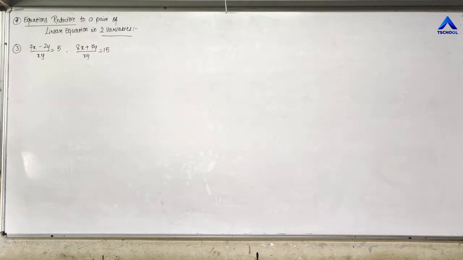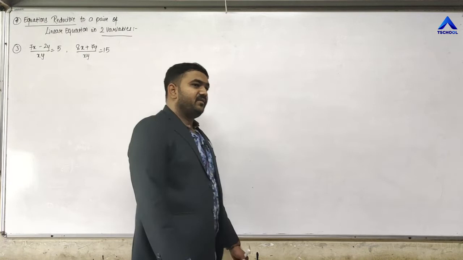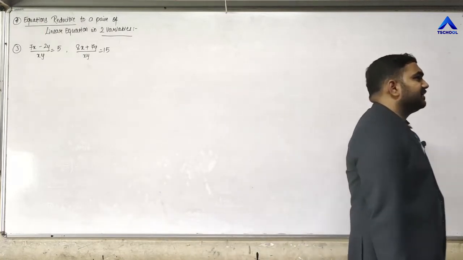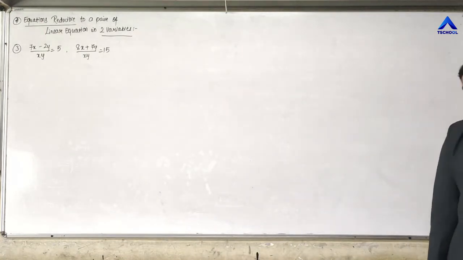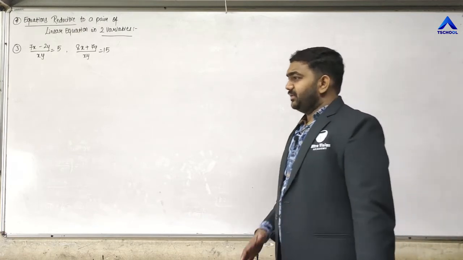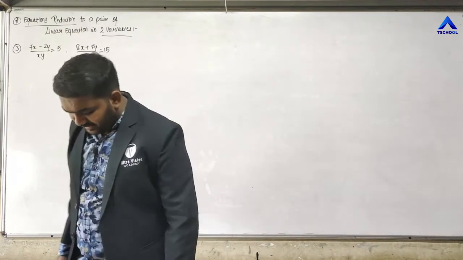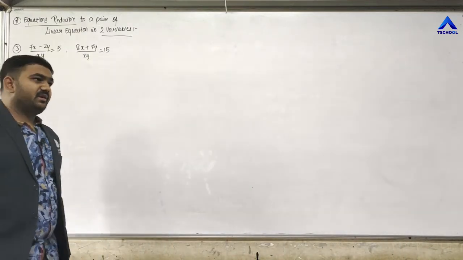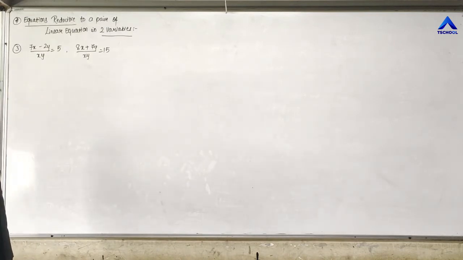Right, see, we are given this kind of equations here. 7x minus 2y upon xy is equal to 5 and 8x plus 7y upon xy is equal to 15. Note that, friends, this kind of equations are somewhat twisted. You can say them as twisted, in that the equations are not given directly in a reducible form. So first of all, what we need to do is convert them.